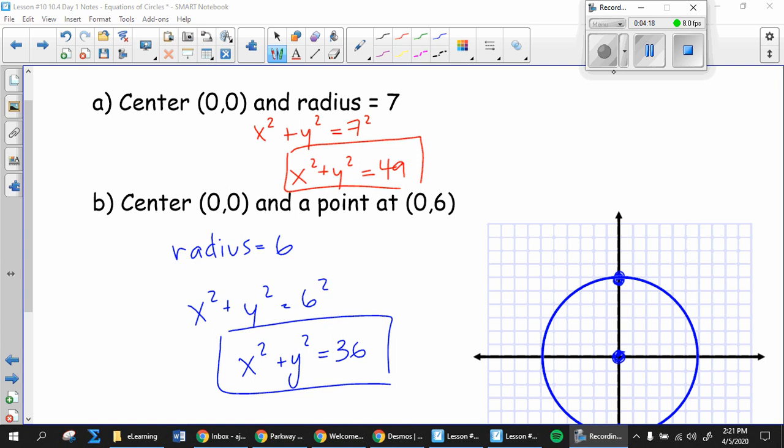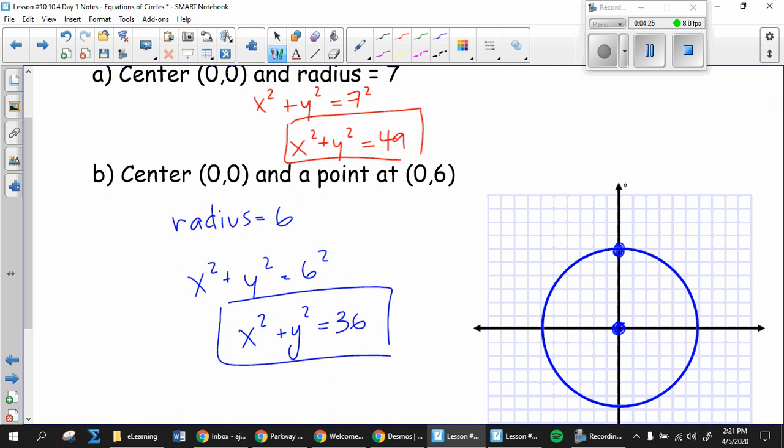Okay, here are the 2 answers to the problems. First one, pretty straightforward. Second one, a little different just because it doesn't give us the radius, but it gives us this point on the circle. And so when I plot that point on the circle and I plot my center, I can see that that point is 1, 2, 3, 4, 5, 6 units away. And so that's how we get our x squared plus y squared equals 6 squared, which is 36.